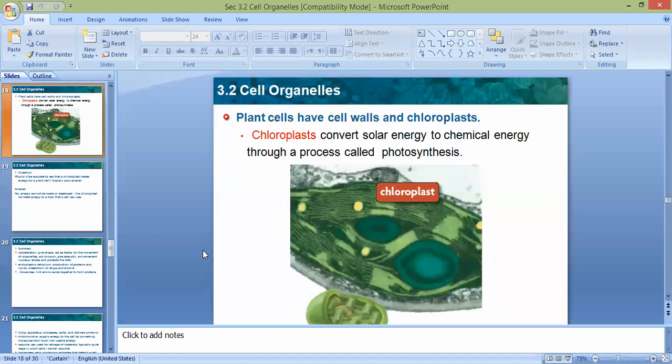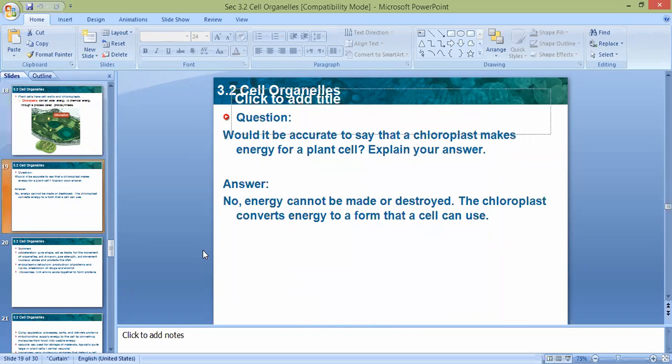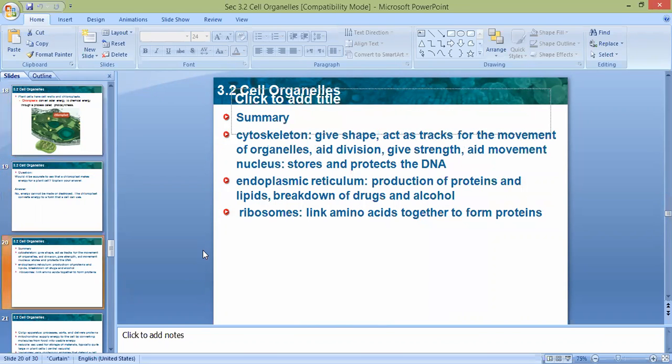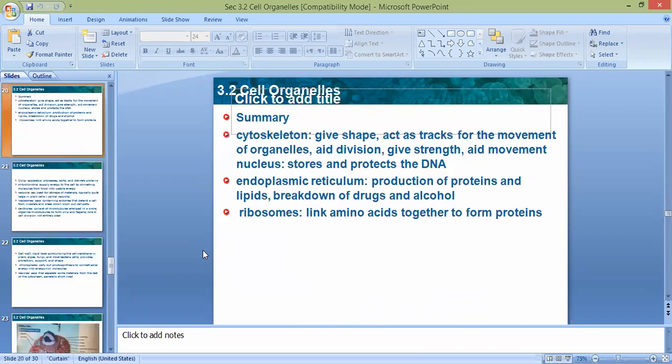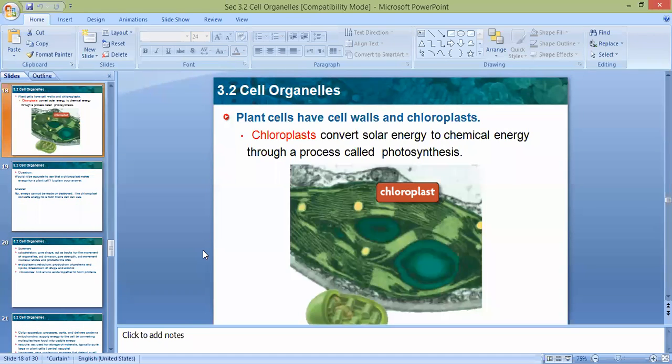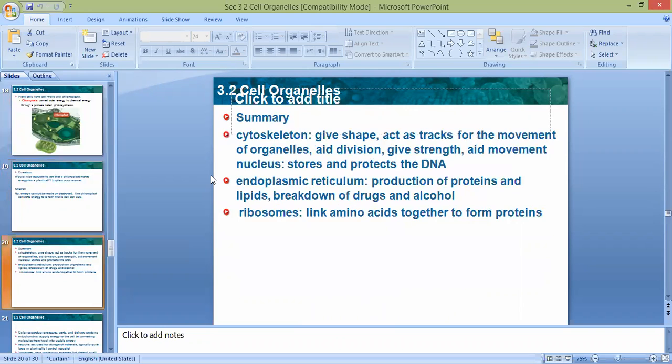Now the most important thing here is that plants have extra organelles: chloroplast, cell wall, and central vacuole. The chloroplast converts solar energy to chemical energy through photosynthesis. The cell wall gives more protection, and the central vacuole is for storage. We said central vacuole before.